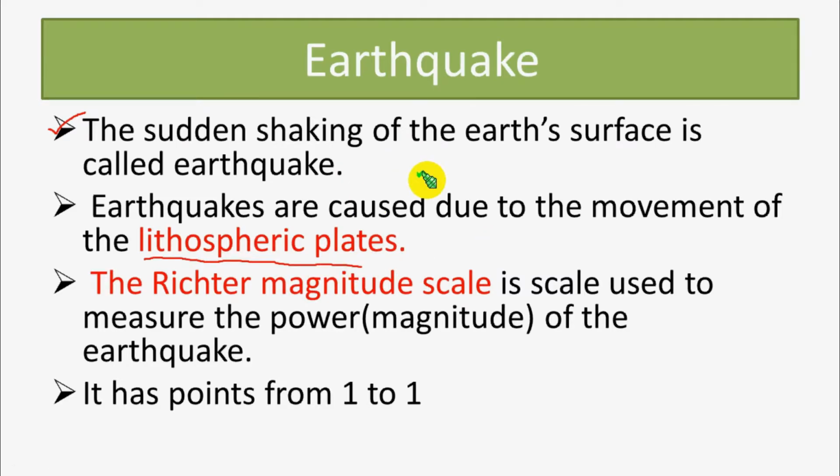How much earthquake has come? What was the power of the earthquake? In order to measure that, we have one scale, which was developed by Charles Richter, and the scale on which we measure the intensity or power of the earthquake is called the Richter magnitude scale. This scale has points from 1 to 10.